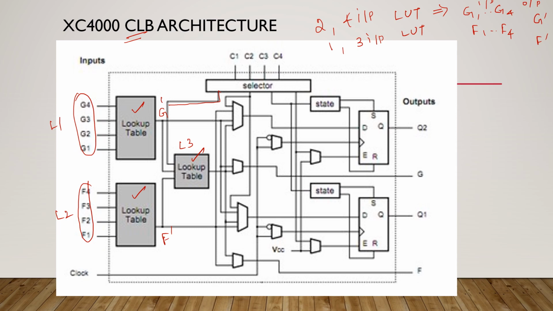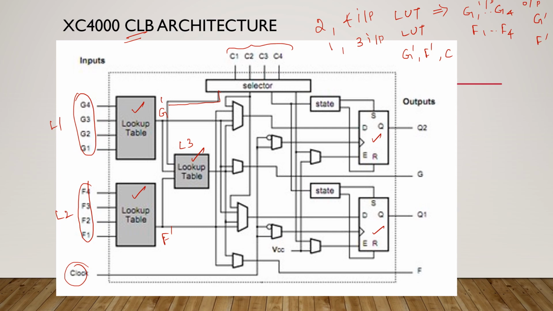The 3 input lookup table has 3 inputs, that is G dash, F dash, as well as one data from the outside, that is any of C1, C2, C3, C4, which are extra inputs. So any one can be used to take the data from the outside. Okay. So in this CLB, you have the clock signal. This clock signal is connected to the 2 flip-flops, right?